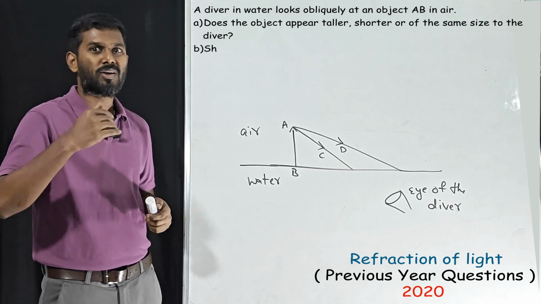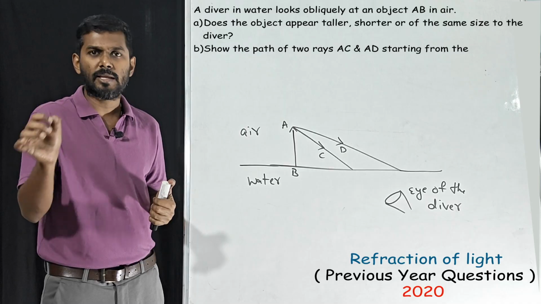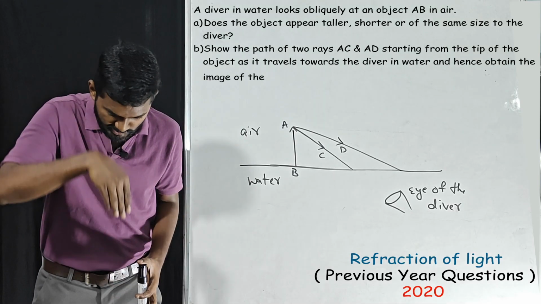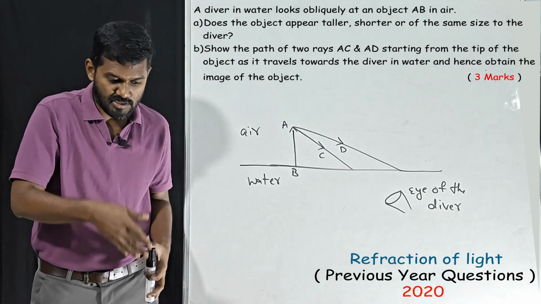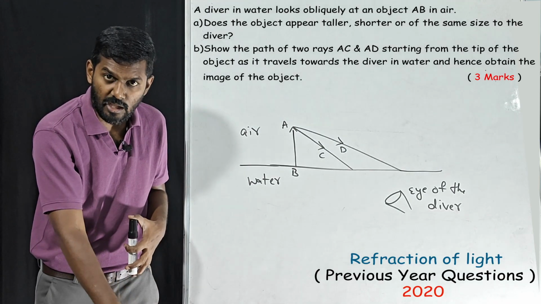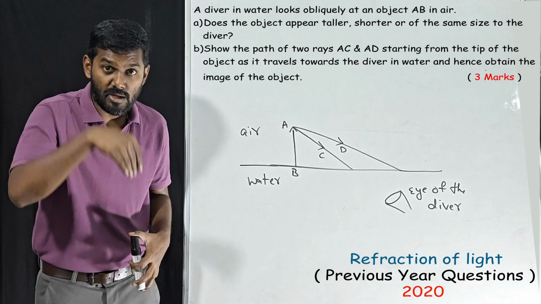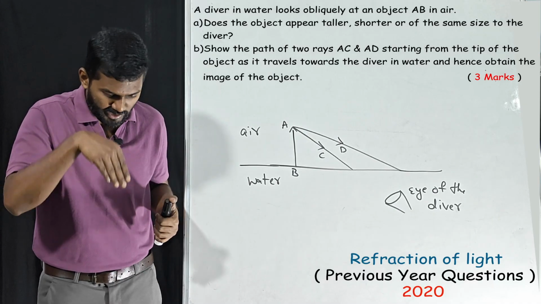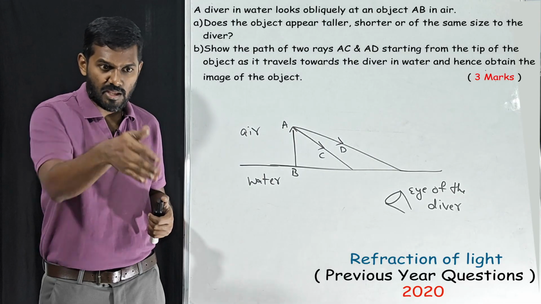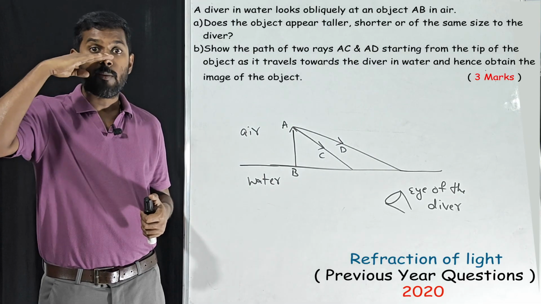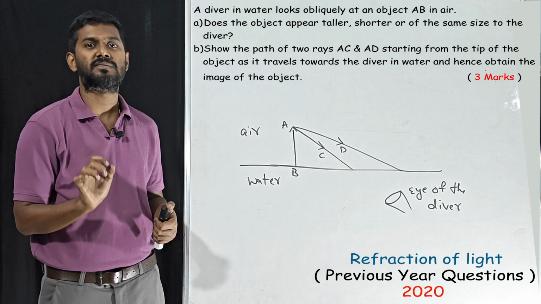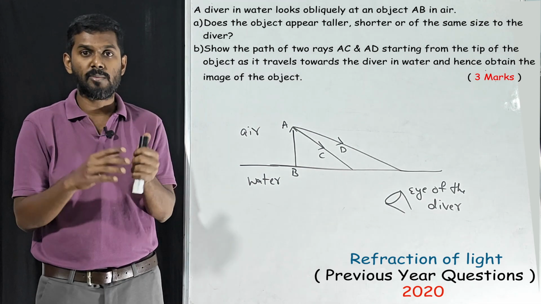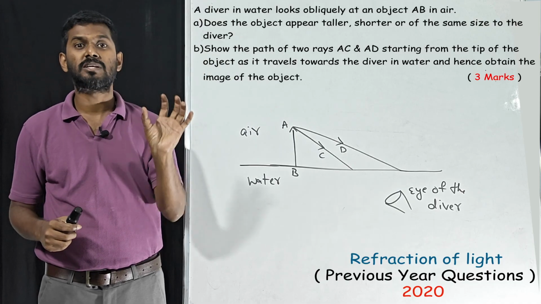First we need to know what you mean by obliquely. Obliquely means he is not looking from the top view like this. That is the normal angle of incidence, looking exactly straight. Obliquely means at some angle. The object is not exactly down, it is somewhere there. We don't know the angle, that is the meaning. Obliquely means we are looking at some object with some angle.